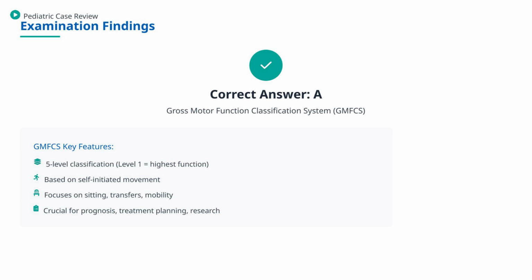The gross motor function classification system, or GMFCS. This is a 5-level classification system based on self-initiated movement with emphasis on sitting, transfers, and mobility. Level 1 represents the highest function, while Level 5 represents the most limited function. The GMFCS is crucial for prognostication, treatment planning, and research in cerebral palsy.